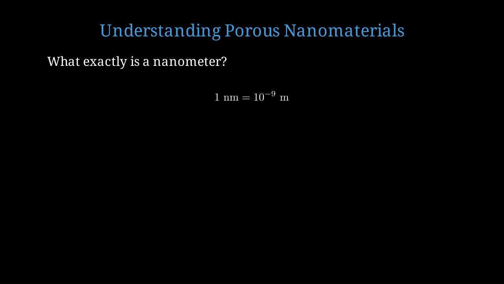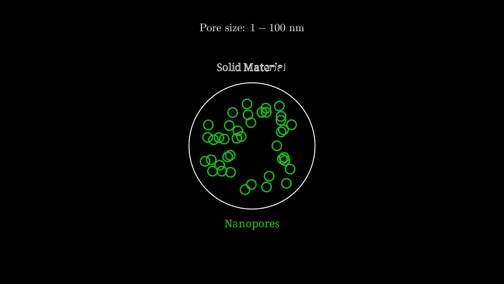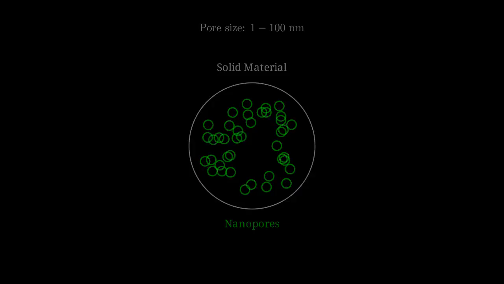1 nanometer equals 10 to the -9 meters. The pore sizes we are discussing range from 1 to 100 nanometers. This diagram shows a simplified cross-section of a porous nanomaterial. The green circles represent nanoscale pores distributed throughout the solid material. The porosity can range from 50 to 99% of the total volume.